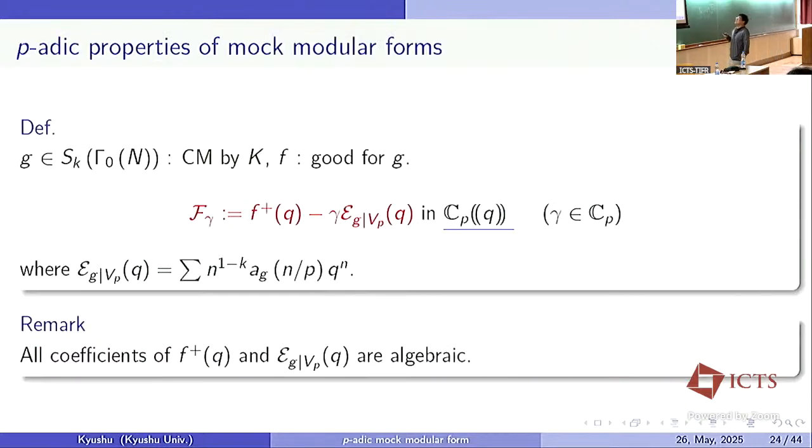Next, we introduce the p-adic properties of mock modular forms. Let g be in S_k(Γ_0(N)) with CM by K, and F is good for g. We define the mock-scale F(γ) in C_p by this equation, for any p-adic number γ, where ε_g,v_p(q) is the Euler integral of g,v_p. And we note that all coefficients of F^+(q) and ε_g,v_p(q) are algebraic. Therefore, this F(γ) is well defined.